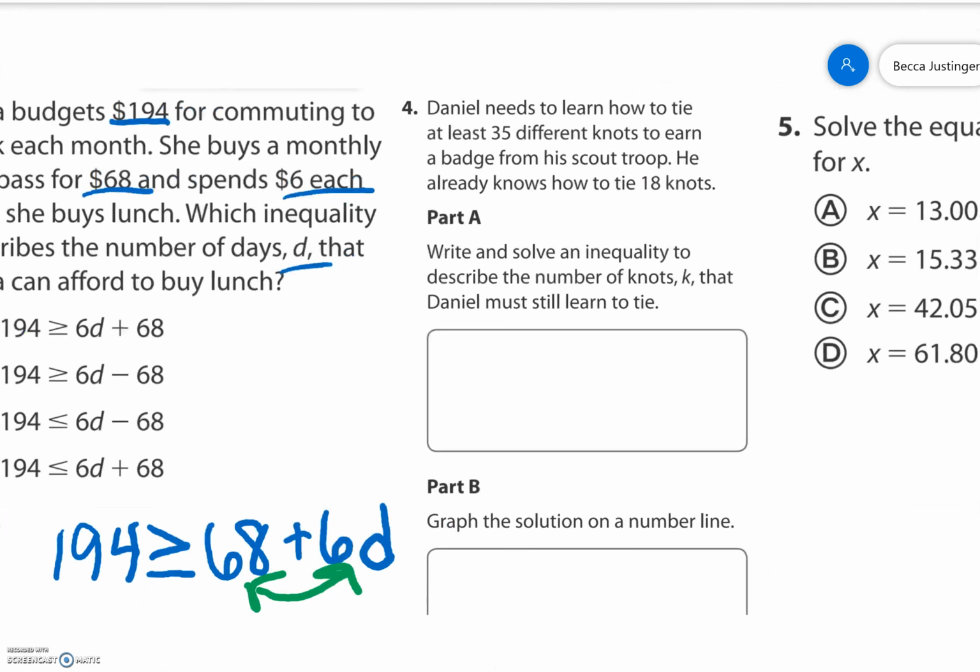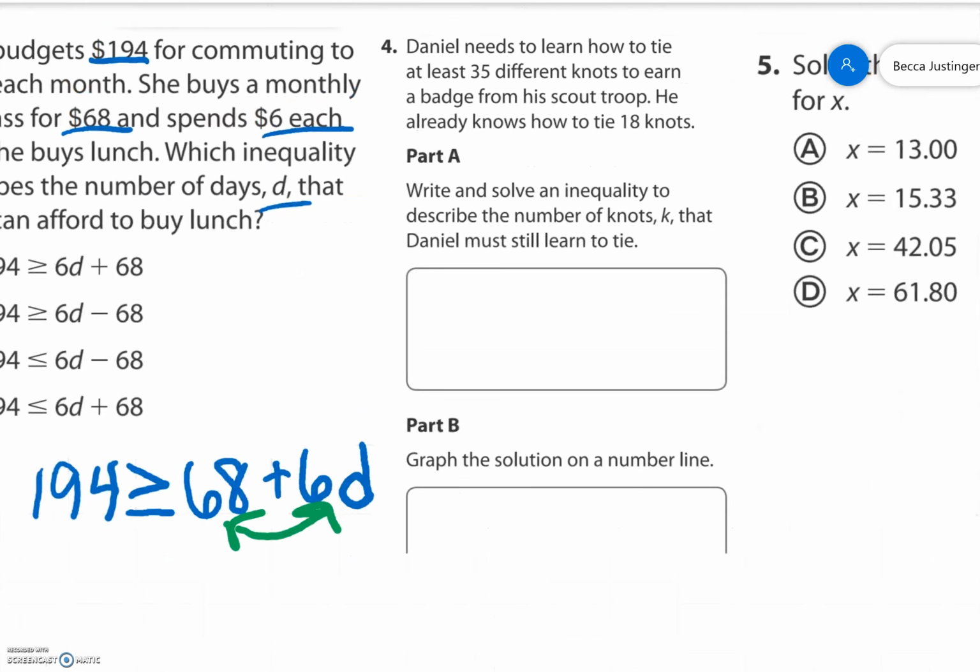All right, number 4. Daniel needs to learn how to tie at least 35 different knots to earn a badge from his scout troop, so at least 35. He could learn more. He already knows how to tie 18 knots. Write and solve an inequality to describe the number of knots that Daniel learned to tie. So he already knows 18. He's got to learn K more. We don't know how many more. So then we know it's got to be at least 35, but it could be greater than 35, or it could be equal to 35.